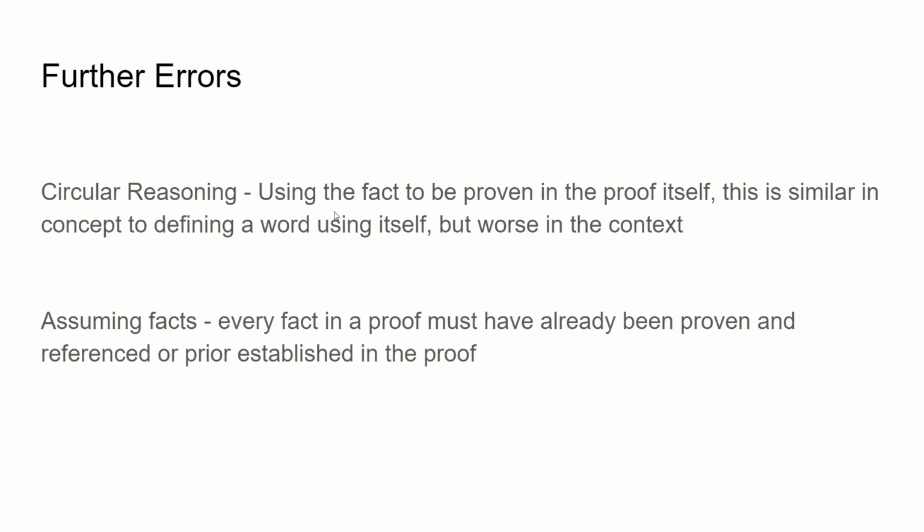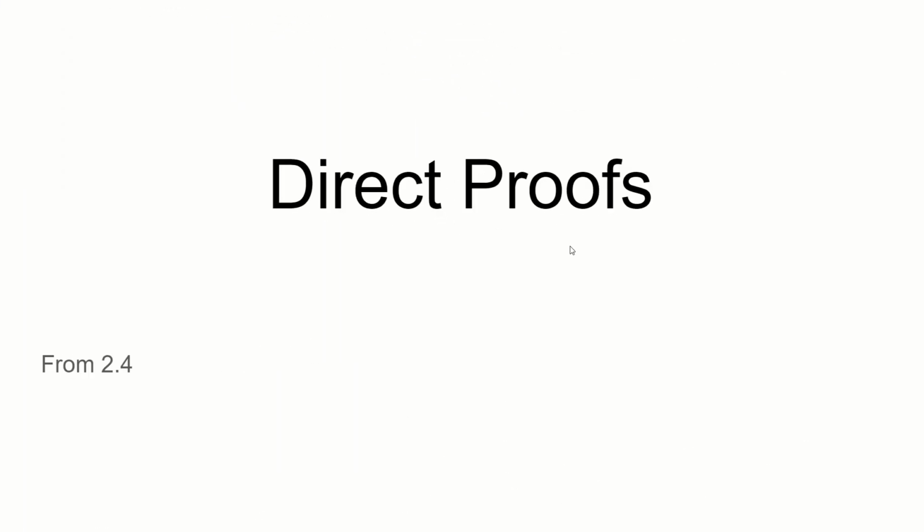And assuming facts, once again, you have to write out your assumptions at the start in the proof. You have to reference them, or you have to prove them along the way and then give a little review. Like, here's the thing that we proved. We're going to act as if this is an assumption in the next section of the proof, whatever. On to direct proofs in 2.4.